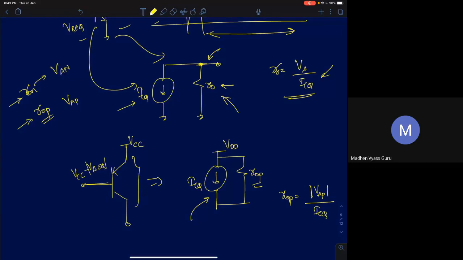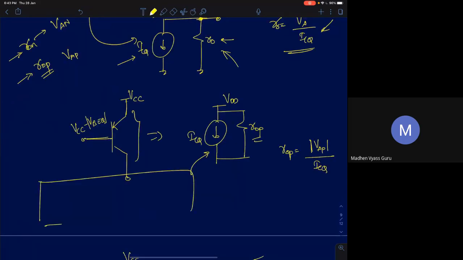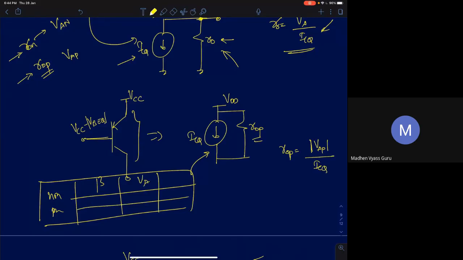The way in which we give you questions is that we will give you a table with NPN and PNP, the beta values for you to use, and also the early voltage values for NPN and PNP. You should read from the table and use it in the calculations. So typically we will do that. Sometimes we might even give you the reverse saturation current for NPN and PNP.